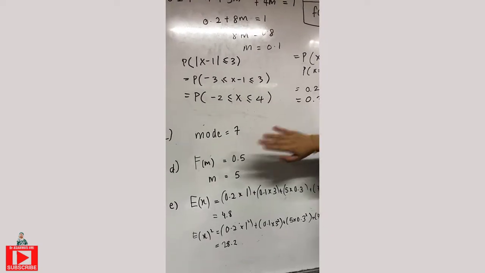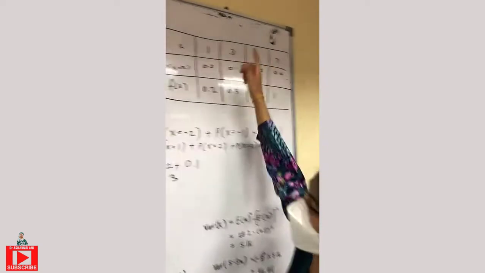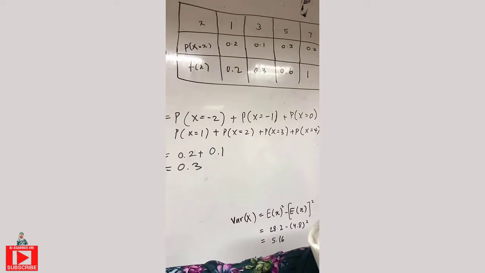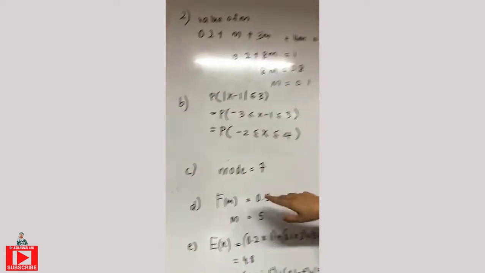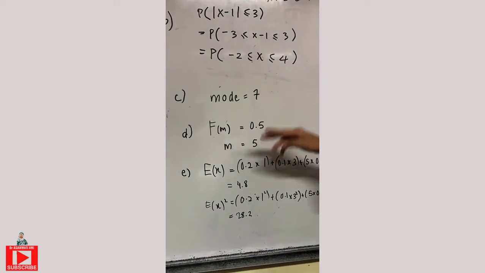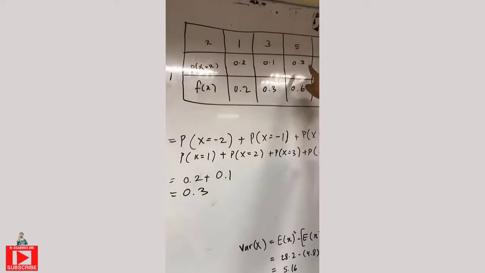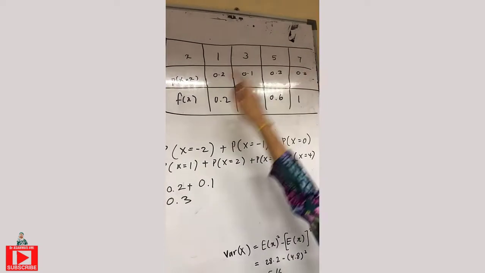For the mode, you find the highest probability. The highest probability is 0.4, at 7. So the mode is 7. And then for the median, you have to find where the cumulative frequency equals 0.5. So 0.5 lies in x equals 5. So the median equals 5.